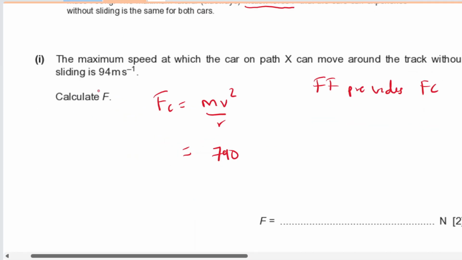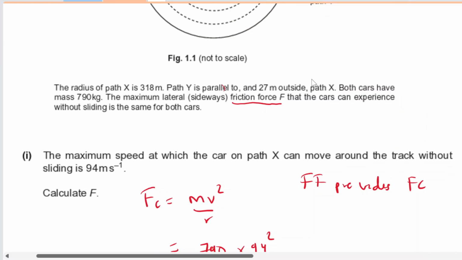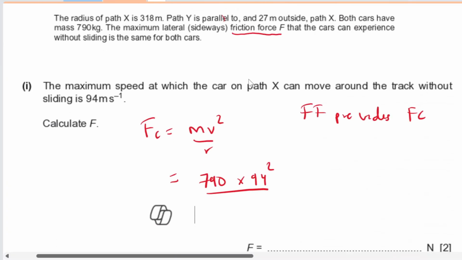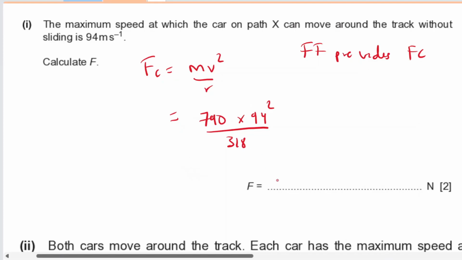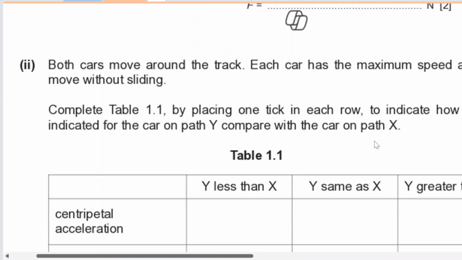790, and we have our speed as 94 squared divided by the radius, and the radius of the path X is 318 meters. Okay, and you should get your answer as 22,000 newtons. Right, let's go to the next one.